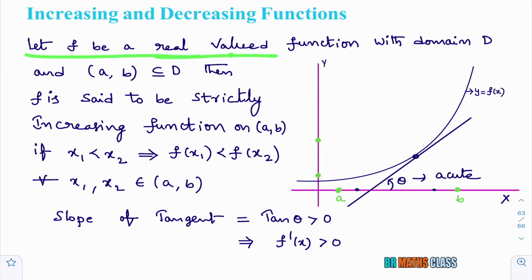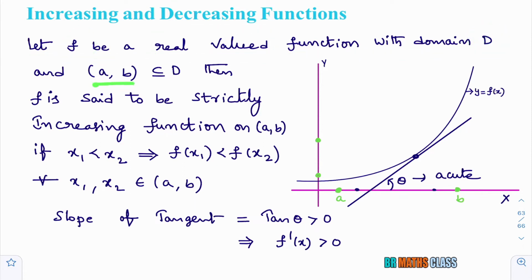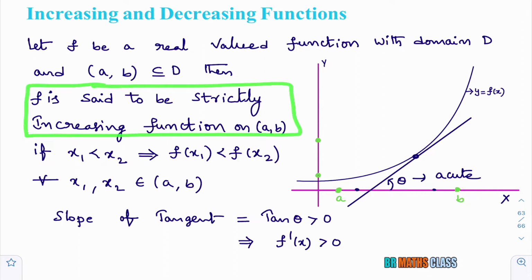Let f be a real valued function with domain D. That means f is a function whose range is real numbers and the domain is something like D. And open interval a comma b is a subset of the domain. You observe this function domain is like this. You can see this open interval a comma b is a part of the domain. Open interval a comma b is a subset of D. Then f is said to be strictly increasing on open interval a comma b.